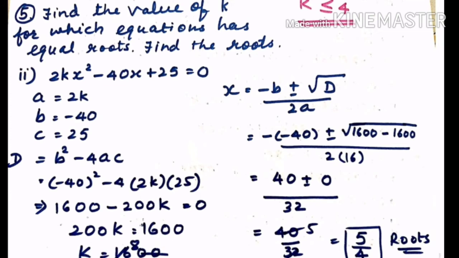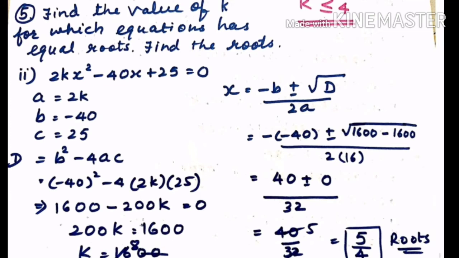That 200k will go to the other side. So k is equal to 1600 upon 200. So the zeros get cut, and 2 8s are 16. So the k value I found is 8.